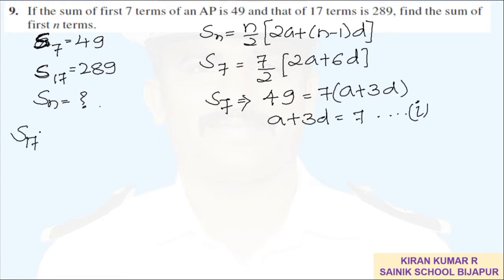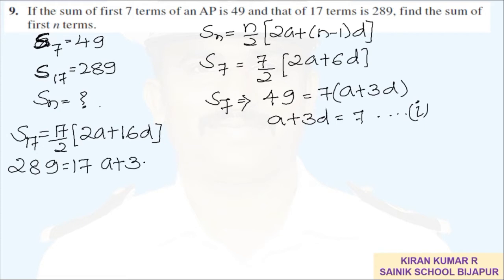Let me consider S17 now. It is 17 by 2 times 2a plus 16d. So 289 will be equal to 17 times a plus 8d, not 3d, 8d. So a plus 8d will be equal to 17. Let me call this equation 2. With these two equations, I need to find the value of a and d.